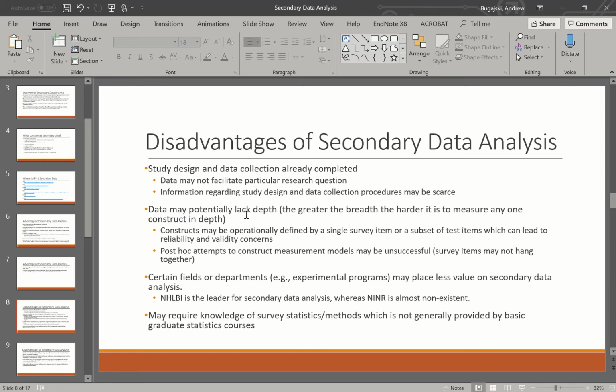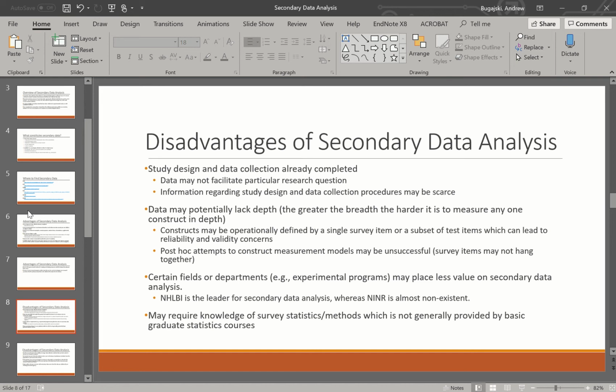The data may also potentially lack depth. So the greater the breadth, the harder it is to measure any one construct in depth. Constructs may be operationally defined by a single survey item or a subset of test items, which really leads into reliability and validity concerns, which, by the time you're watching this, we've already gone into in our previous 2 days of classes. Post hoc attempts to construct measurement models may be unsuccessful. If you guys don't know what measurement models are, you're going to learn a whole lot about it during our November meetings when we talk about confirmatory factor analysis and structural equation modeling.